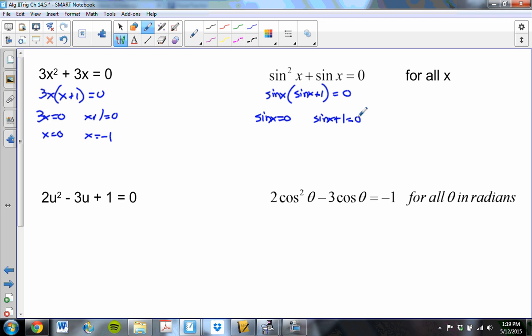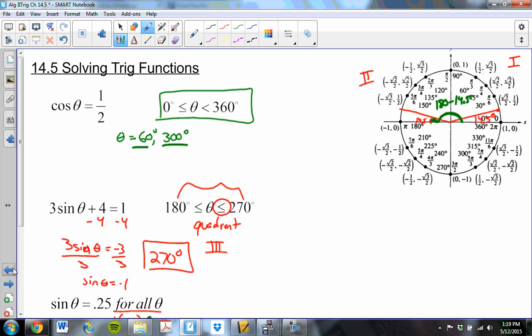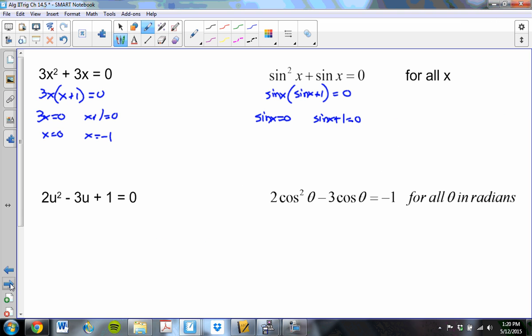If sine of x equals 0, on the unit circle, that happens twice. That happens here and here, at 0 and at 180. And then it'll happen again at 360 and 540 and at 720 and 1080. And it's basically at 0 counting by 180s. So x would be 0 degrees plus 180k, where k stands for any integer.